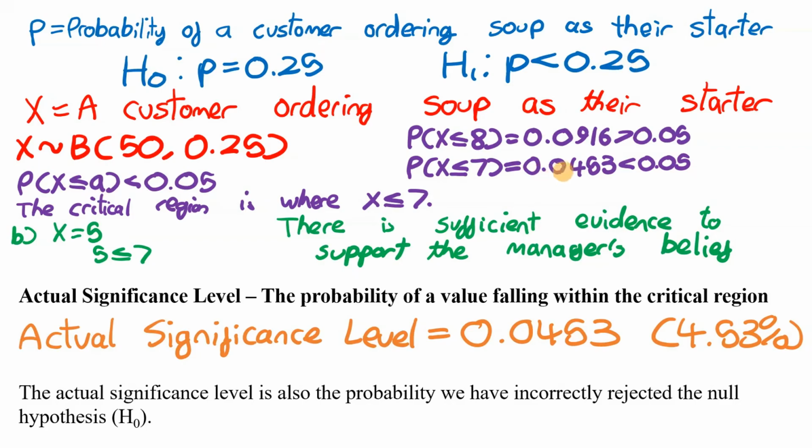Now, this 0.0453 is the probability that x is less than or equal to 7, assuming that the null hypothesis is true and that the probability is equal to 0.25. There is a 4.53% chance that x is less than or equal to 7 and that the null hypothesis is actually true, that p is equal to 0.25. So therefore there is a 4.53% chance that we have incorrectly rejected the null hypothesis and that it is actually true, okay? You don't need to understand this explanation, it's not the end of the world. Just going into your exams, remember that this here is true.